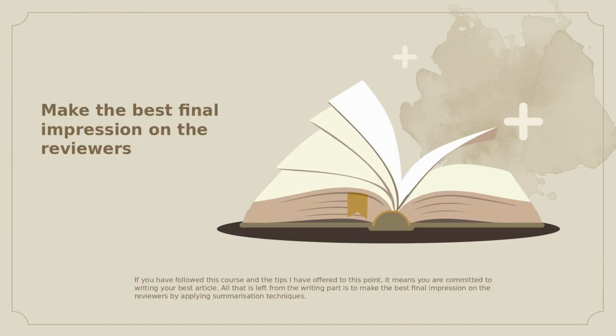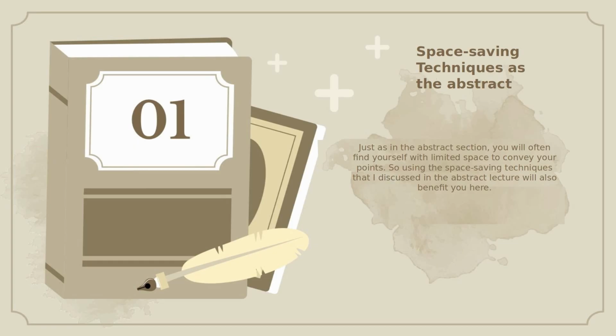If you have followed this course and the tips I've offered to this point, it means you're committed to writing your best article. All that is left from the writing part is to make the best final impression on the reviewers by applying summarization techniques. Just as in the abstract section, you will often find yourself with limited space to convey your points. So using the space-saving techniques that I discussed in the abstract lecture will also benefit you here.